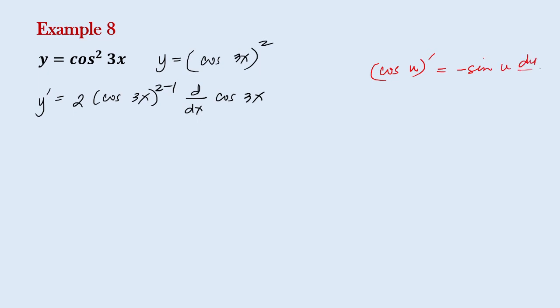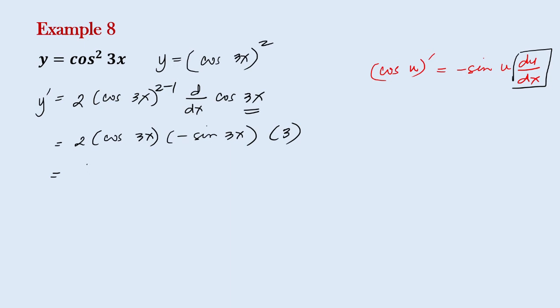Okay, so let us try to simplify this first. 2, and then cosine 3x. 2 minus 1 is 1. And then for cosine 3x, let us follow this. So we have derivative of cosine is negative sine, and then 3x, that would be our u. And then multiply to the derivative of u. So this would be the derivative of 3x, and that would be 3.